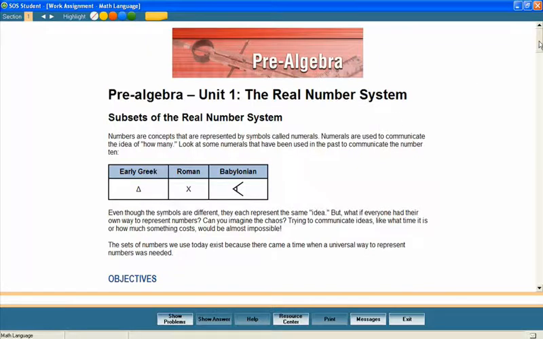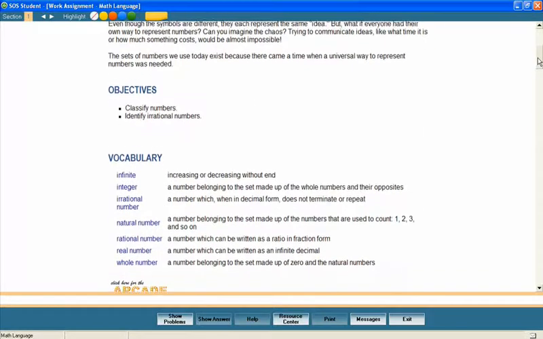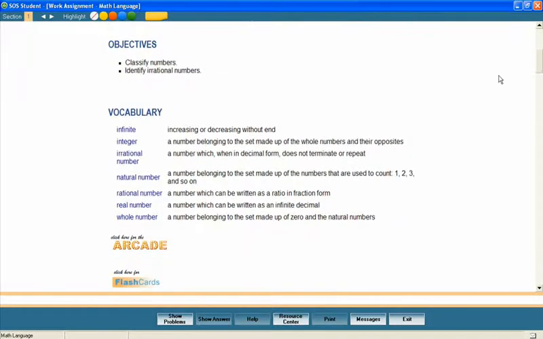Most lessons begin with a brief introduction and a list of goals or objectives for the lesson. These objectives help students stay focused on important lesson content and provide parents with an effective way to measure mastery of lesson content. The objectives for this lesson are classify numbers and identify irrational numbers.